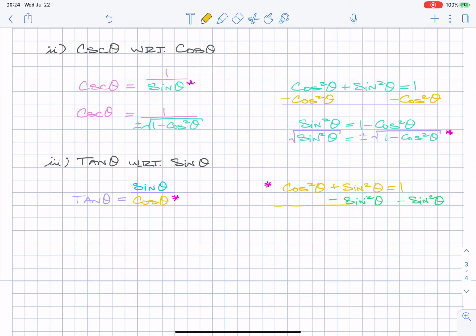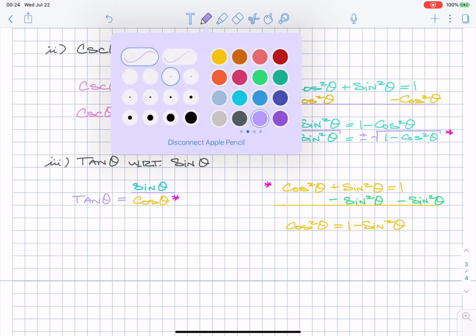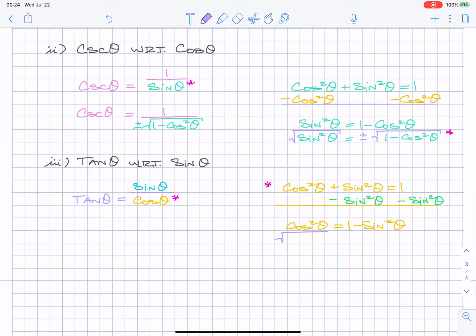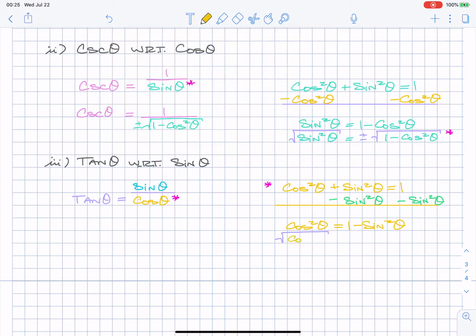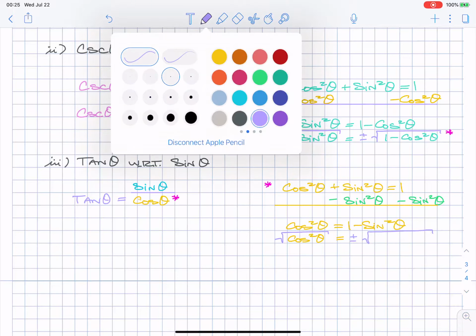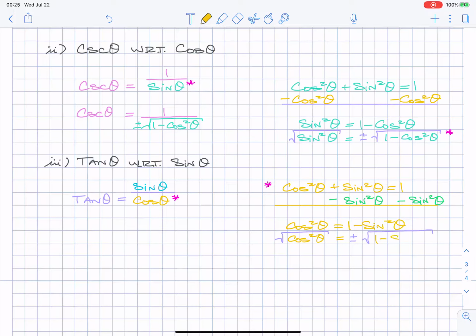So what we get then is cosine squared theta is equal to 1 minus sine squared theta, which means taking the square root of cosine squared theta, otherwise known as just cosine, will be plus or minus the square root of 1 minus sine squared theta.